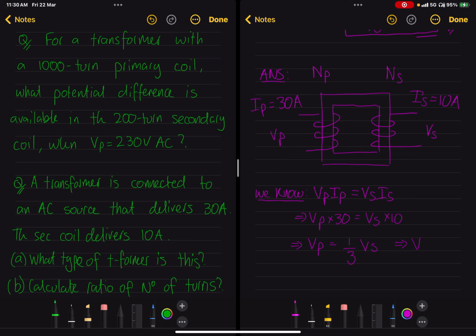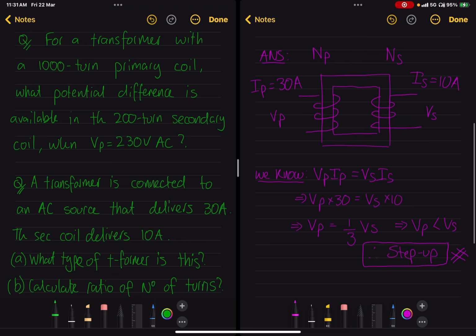So this implies that voltage primary is less than voltage secondary, and this tells us that this is in fact a step-up transformer. Right? So the secondary voltage is greater than the primary voltage. This implies that this is a step-up transformer. So this is the first part of this question. This is the answer to part A.